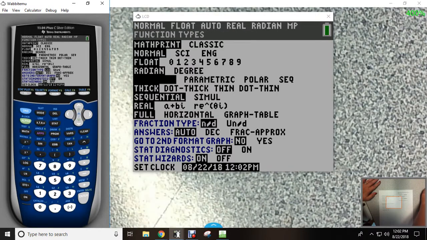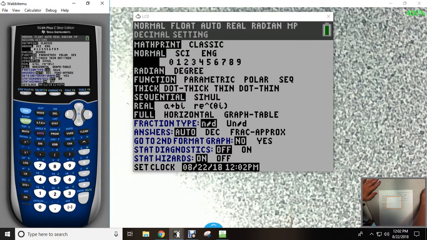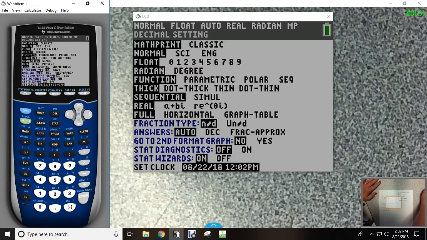Okay. The only other thing on this menu that you need to know about at this point is the float part. This is where if you had directions that told you to round to a specific decimal place, you can tell your calculator to do it for you.